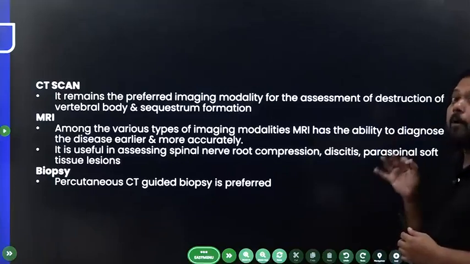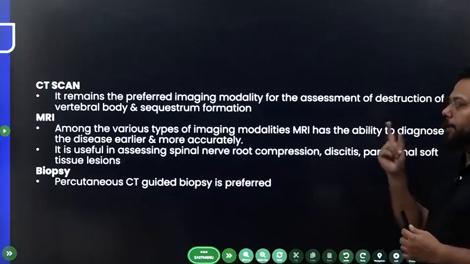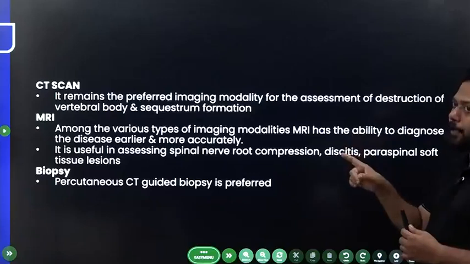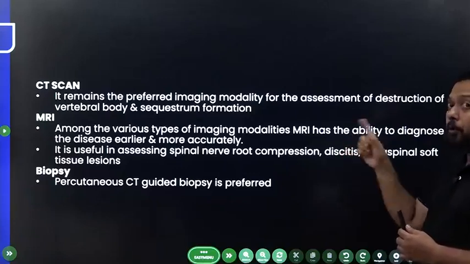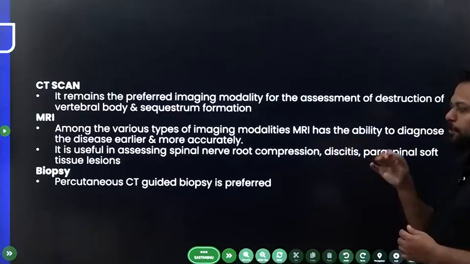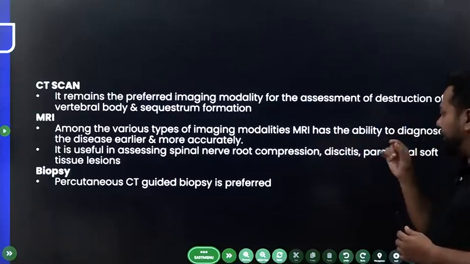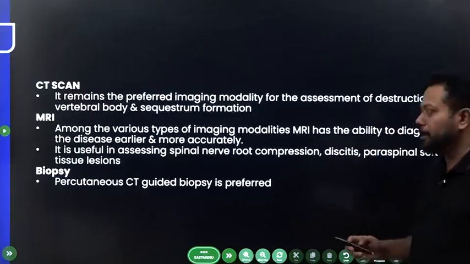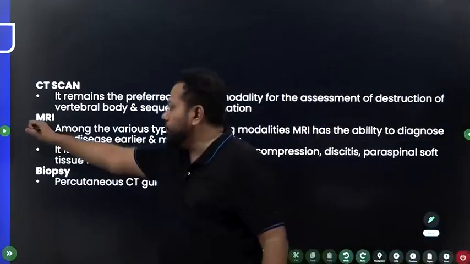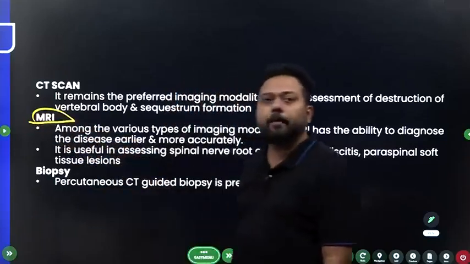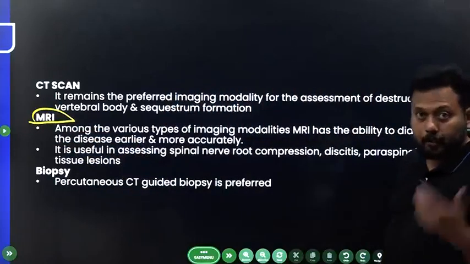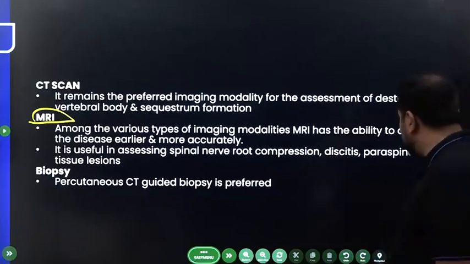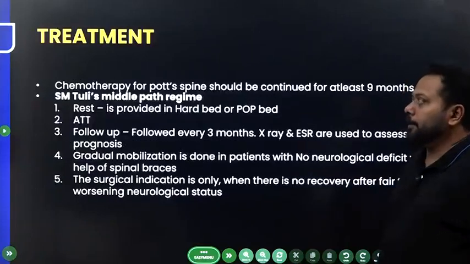Look at the next point. MRI. What is that? Among various imaging modalities, MRI has the ability to diagnose the disease earlier and more accurately. More than that, it is useful in assessing spinal nerve root compression, discitis and paradiscal soft tissue lesions. So among non-invasive investigations, MRI is the investigation of choice for spinal tuberculosis, like osteomyelitis. Percutaneous CT guided biopsy is preferred, but since it is an invasive investigation, it is routinely not done.